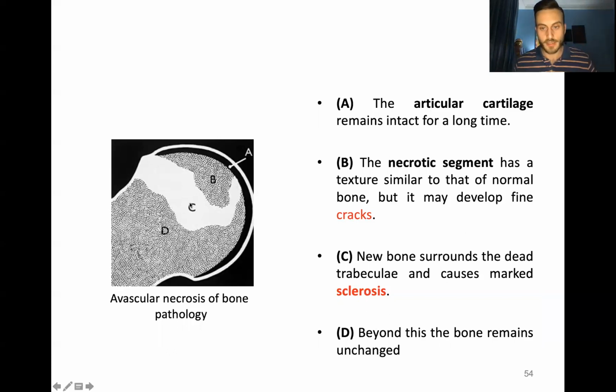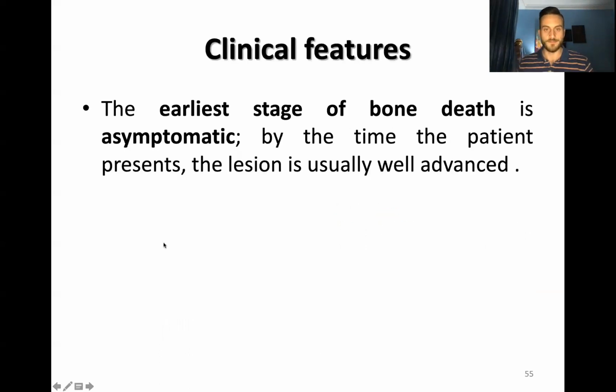In B here, this is the necrotic segment of the bone. This is the area of avascular necrosis. Sometimes it's normal in the early stages, then it will get sclerosed more widely, then it will get destructed. After it gets very weak, it will collapse. Then the articular surface will collapse too. C, new bone, and D, normal.